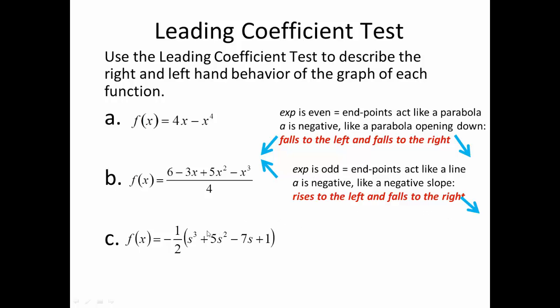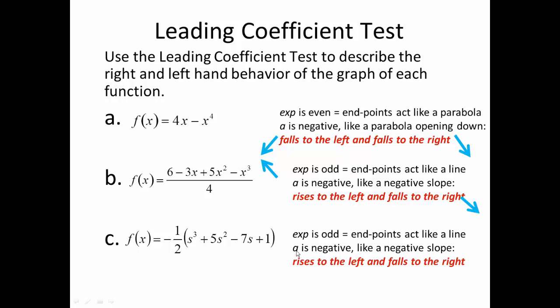What about this one here? The highest exponent's right here. So it's odd, so it's going to act like a line. And it's a negative out in the front. So it's going to rise to the left and fall to the right.